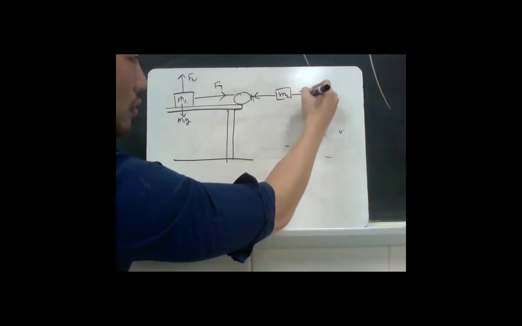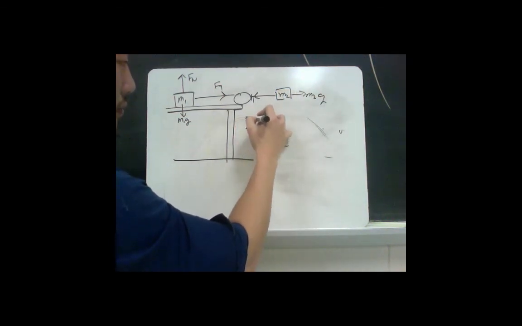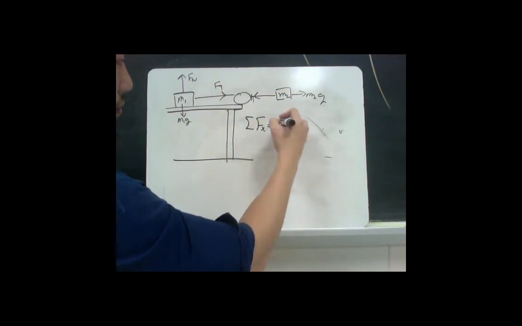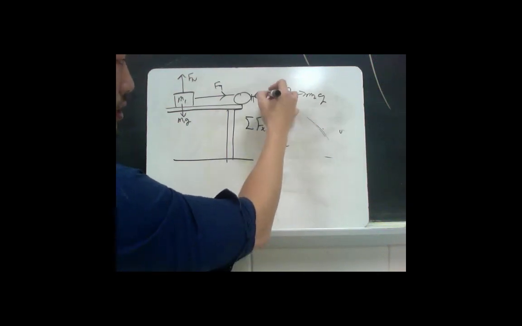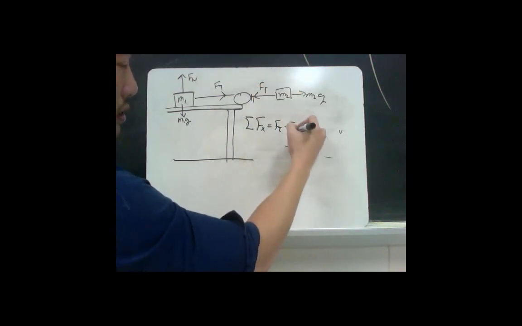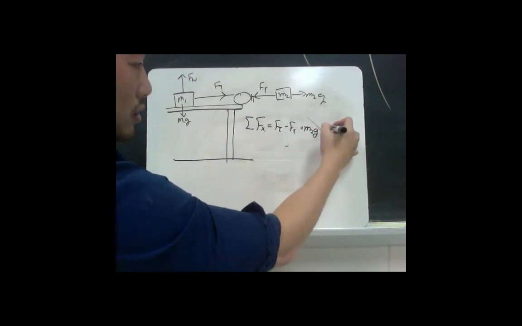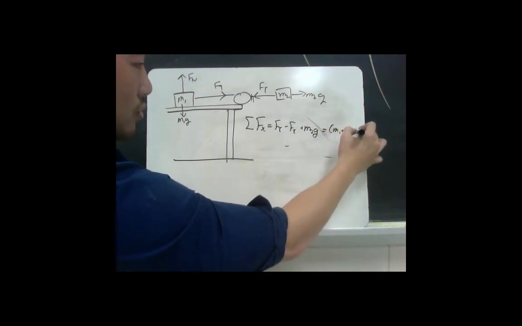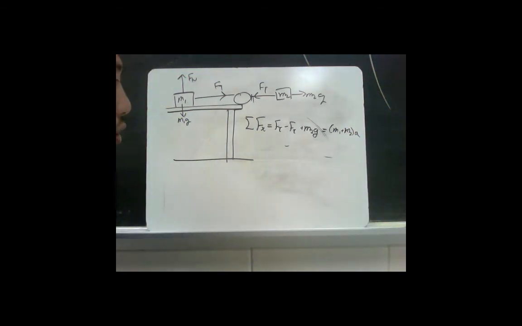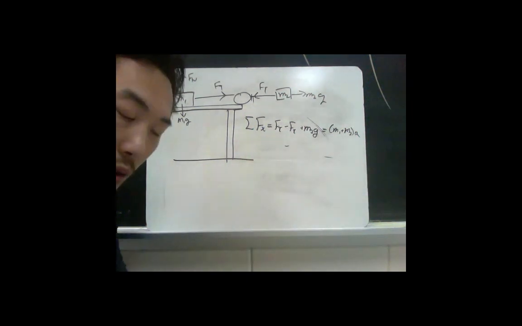Ft minus f of t plus m2g is equal to m1 plus m2 times a. All right, so notice how I didn't use any numbers because I want you to focus on how to solve these problems, the basic skeleton, the basic blueprint.